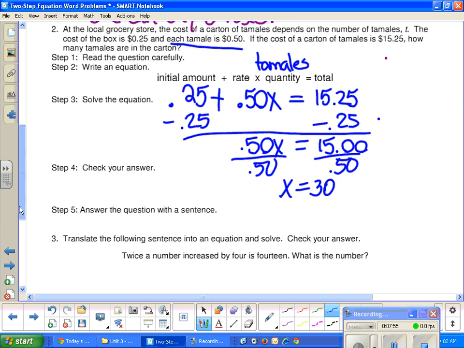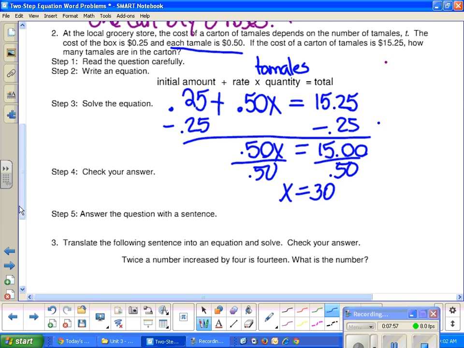So when we write our equation, do keep in mind that we've got two sides here. And we want to write a sentence that says they can buy, or there are, something that indicates that you found 30 tamales. Found $30, 30 boxes, and 30 tamales in the box. 30 tamales.